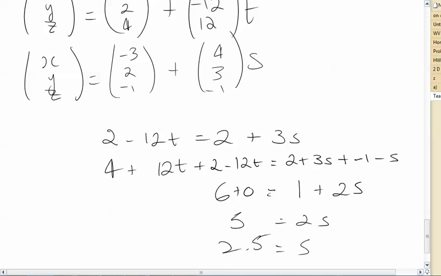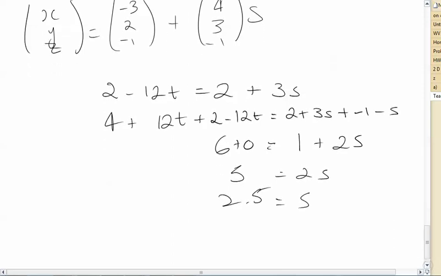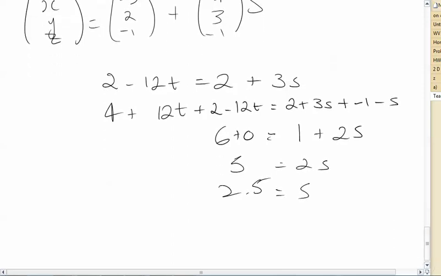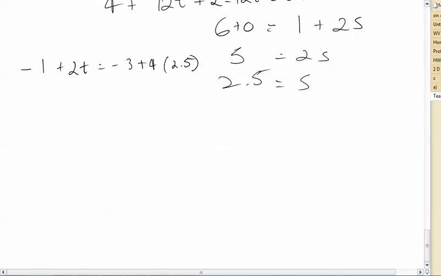Plug it in for the y. And then we plug the s into the original equation, which is negative 1 plus 2t equals negative 3 plus 4 times 2.5. Guys, this is the x we're doing. It can go with any, but we're just doing it for the x.